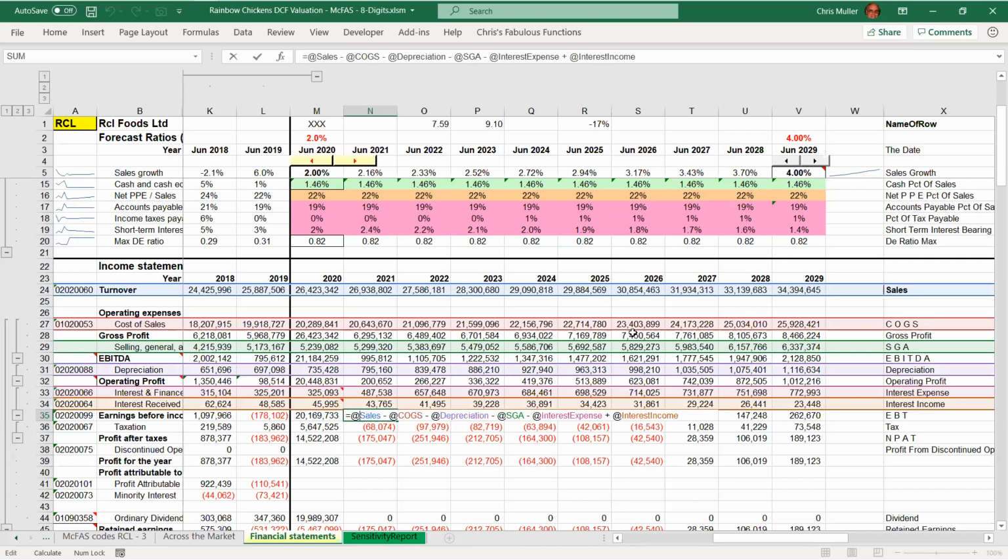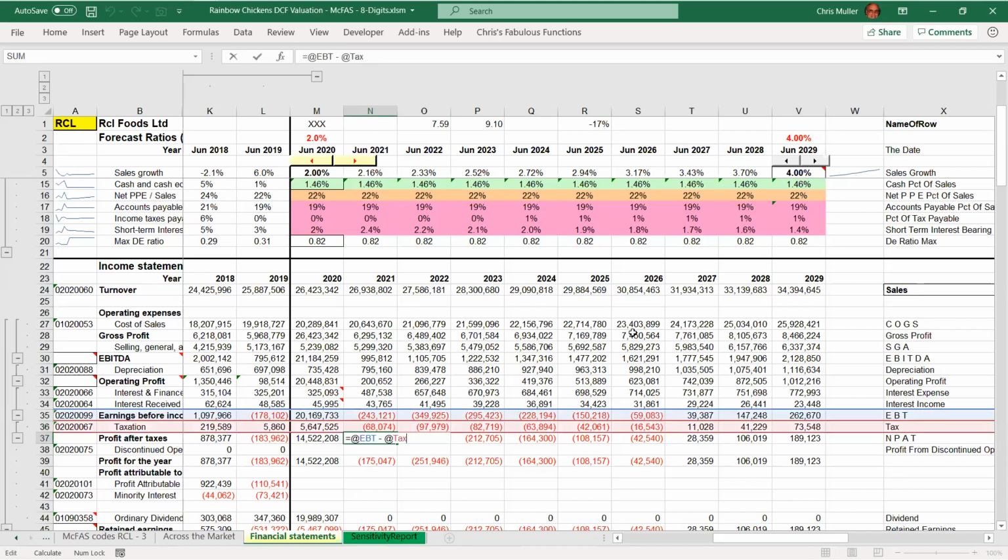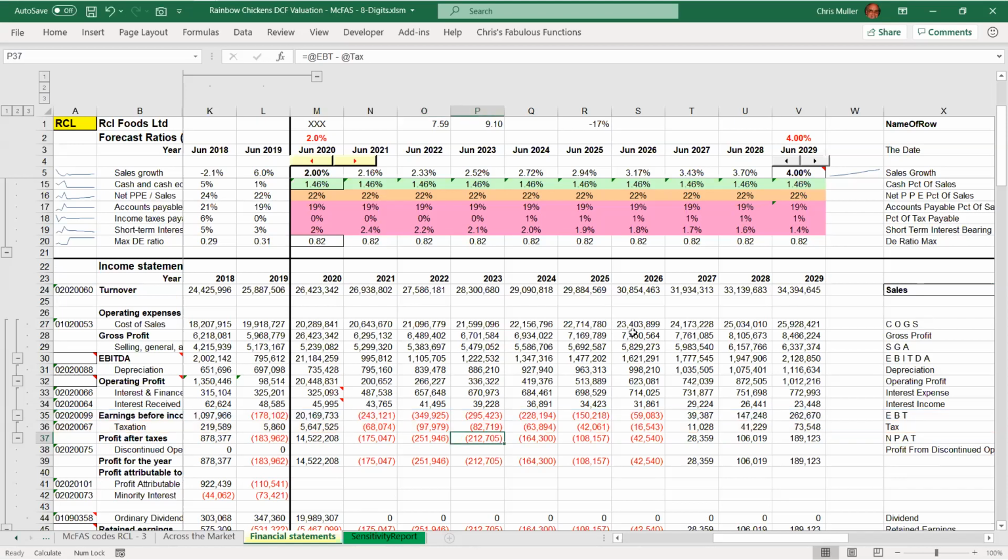Look at this. Look how cool this is. Sales minus cost of the sales, minus depreciation, minus SG&A, minus interest, and importantly, plus the interest income. Now I've got my earnings before income tax. Do I have a tax rate? I do. I can multiply my tax rate by my earnings before tax. Profit after tax, this is the important one, EBT minus the tax. Very straightforward and always copying to the right. Profit for the year. Okay, we don't have discontinued operations, so that will stay exactly the same.